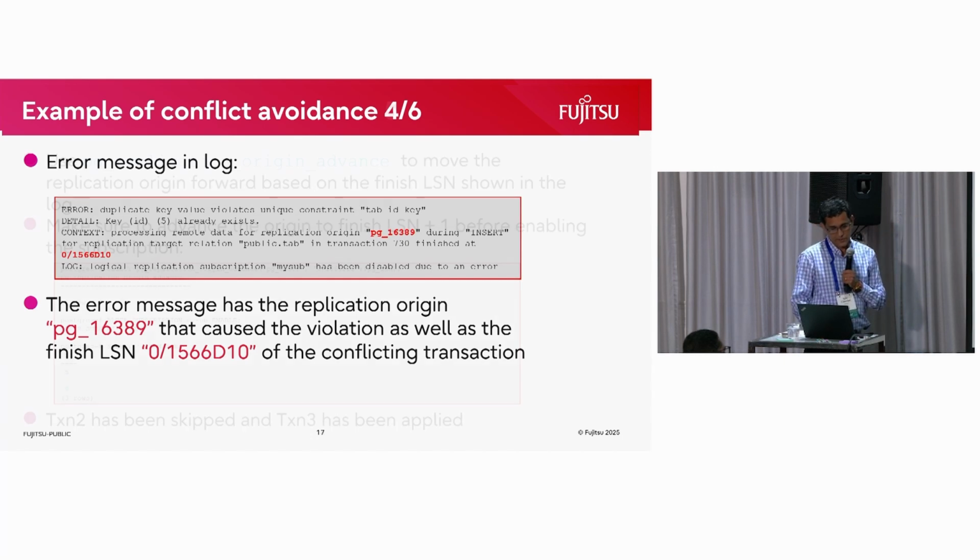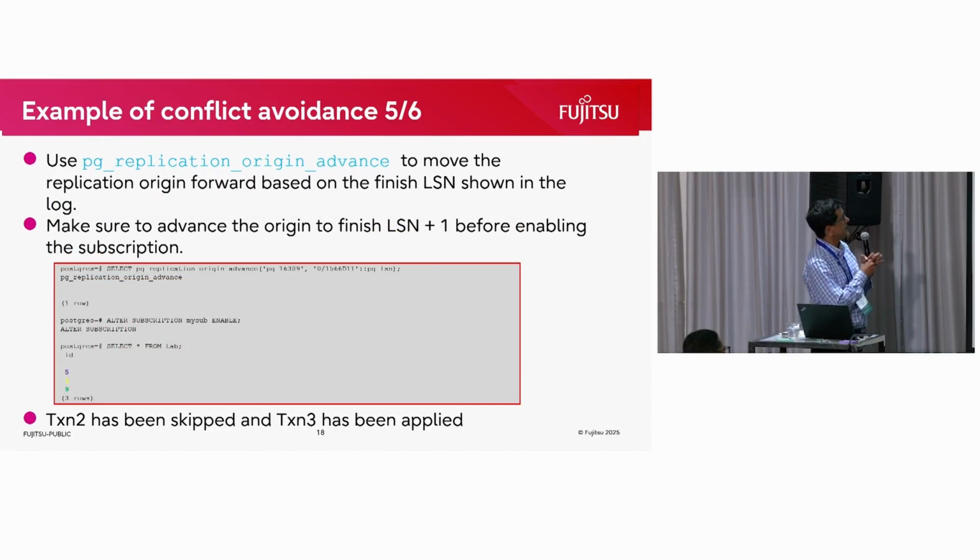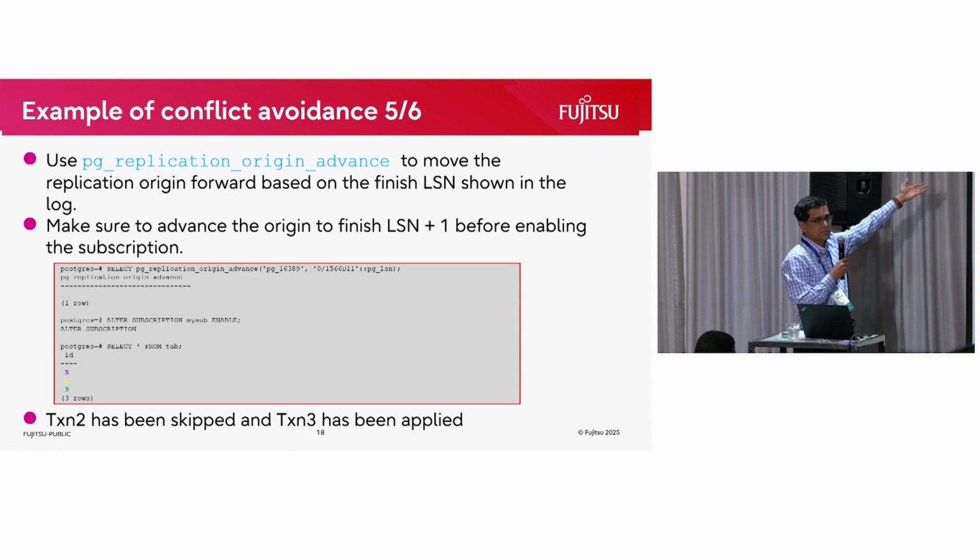And that is what is used by the API pg_replication_origin_advance. It takes 2 values. One is the origin, and one is the LSN. So what you do is you use whatever the LSN was showing up in the error log, you add 1 to it, and use that as the LSN in the advance API. And then you alter the subscription to enable it.